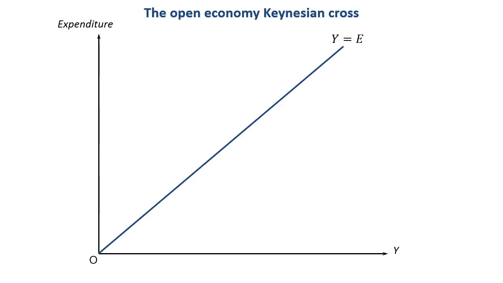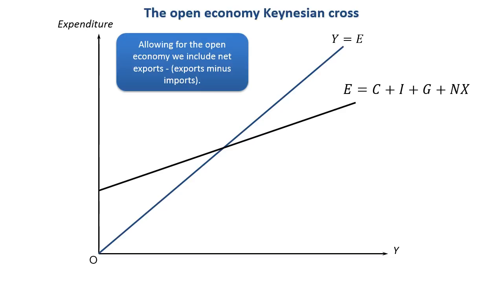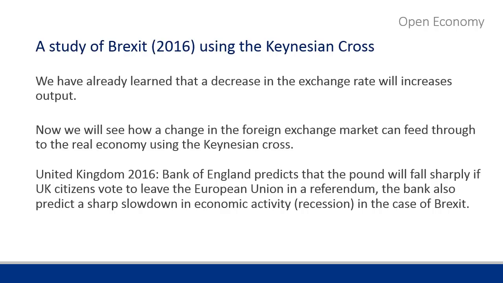So what does our open economy Keynesian cross look like? Well, because net exports is also exogenous, the open economy version of the Keynesian cross looks very similar, except for the fact that for expenditure we are also including NX. By extending the model to encompass the open economy, we can now use the Keynesian cross to study Brexit, which happened in 2016.